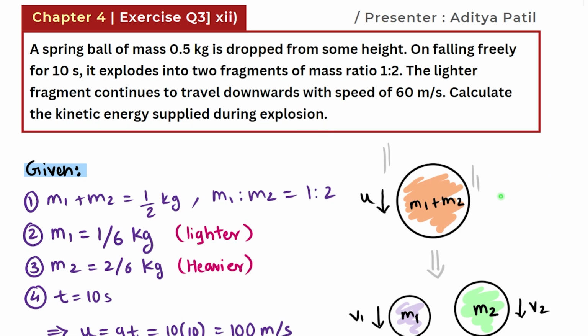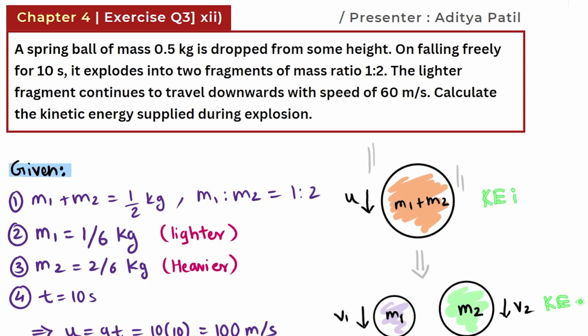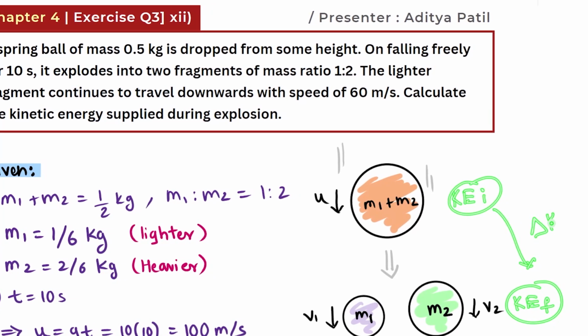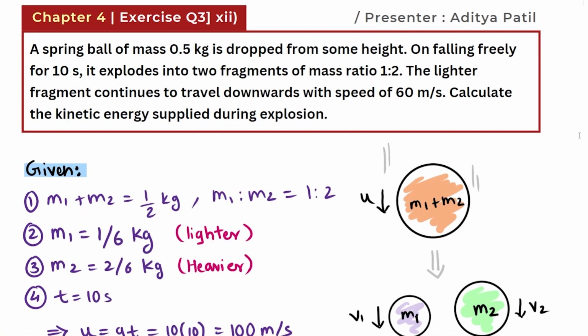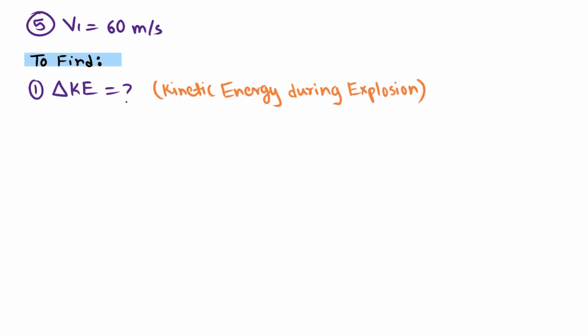If you can see, this was the initial state. This state might have some kinetic energy, and this was the final state after the explosion. It might have some kinetic energy, and both these kinetic energies have to be different. The difference between these two kinetic energies must be the energy that was supplied during the explosion. And that's what we have to calculate, the difference between the two kinetic energies. So let us proceed to see what sort of formulas we'll use in this particular question.